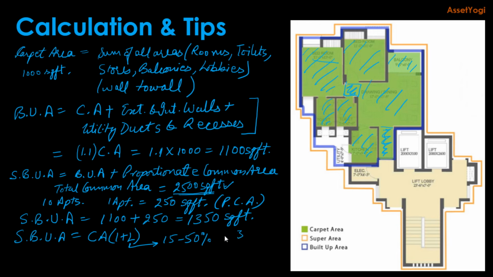So suppose the loading factor L is equal to 35%, then your super built up area becomes 1000 square feet into 1 plus 0.35, and it becomes 1350 square feet. And most of the properties are sold on super built up area. So you should know how to arrive at the super built up area.